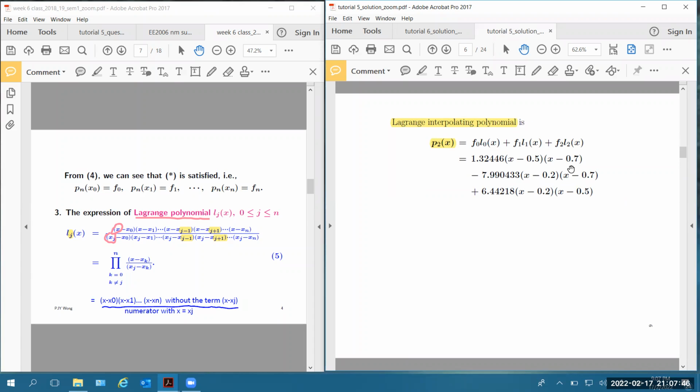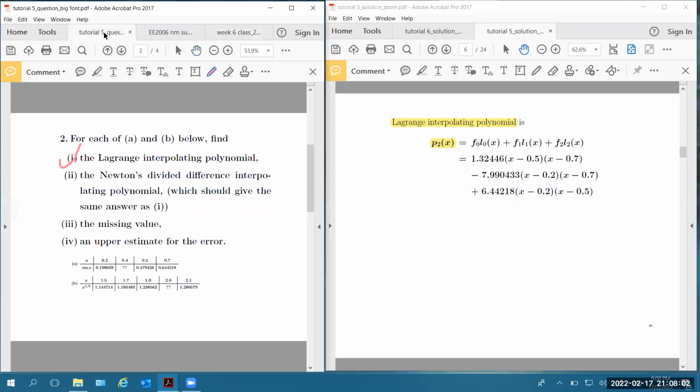And then this one, you see that I don't multiply out. Yeah, just leave it like this. Okay, so this is Lagrange interpolating polynomial already. Any questions, class? It's like no problem. Okay, then let's look at the next question.